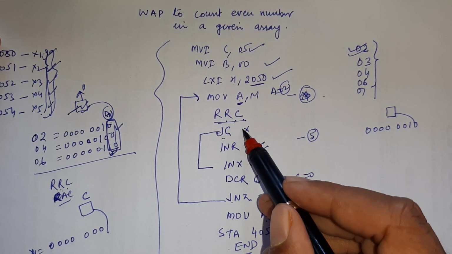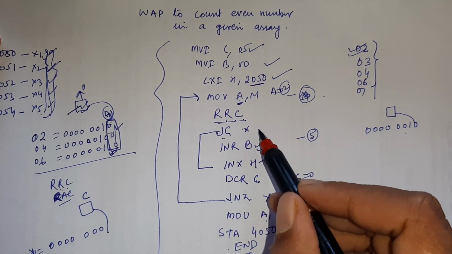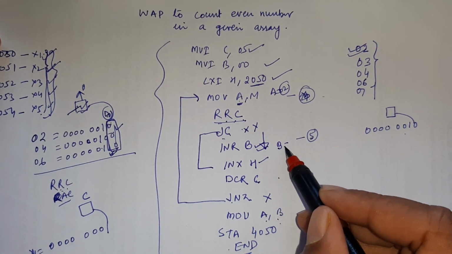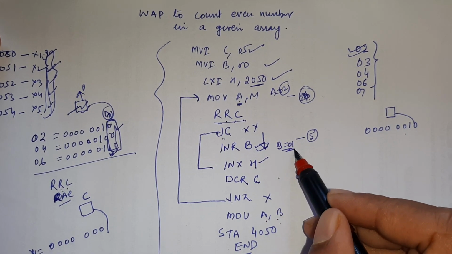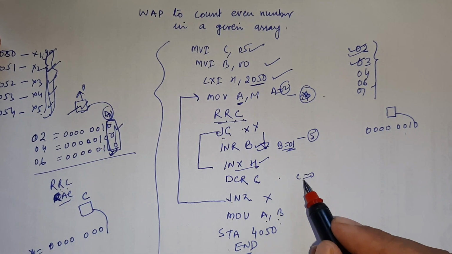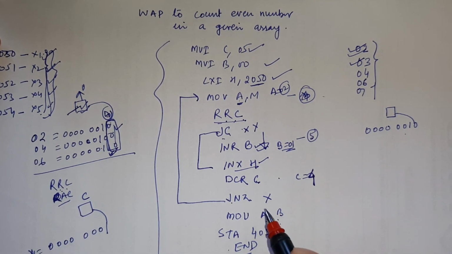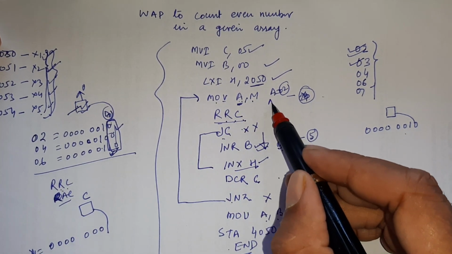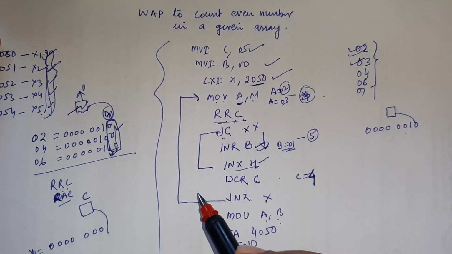In this case the carry flag is not set, which means this condition fails. Then increment B, after this the value of B will be 01. INX H will point to the second number. The value of the counter is 4, which is not equal to 0. Again it will jump, move A comma M. After this the value of accumulator will be 03.